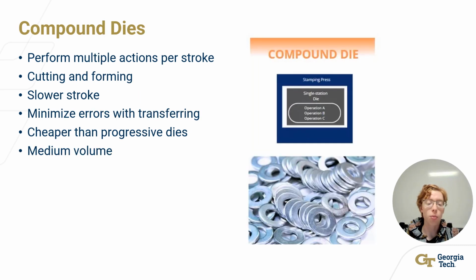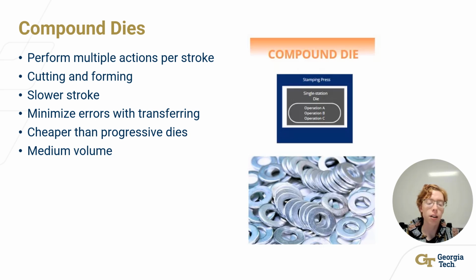Compound dies perform multiple cutting and/or forming actions per stroke. These actions are performed simultaneously. Many washers are produced using compound dies because the hole in the washer can be cut at the same time. Compound dies have a slower stroke due to the number of operations that need to be completed. However, compound dies minimize errors that can occur when transferring the part to another die and save time overall compared to using multiple simple dies.